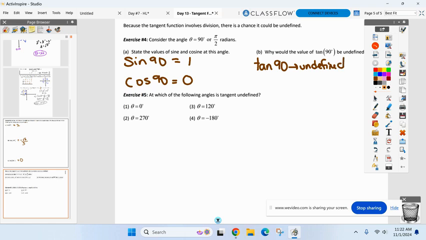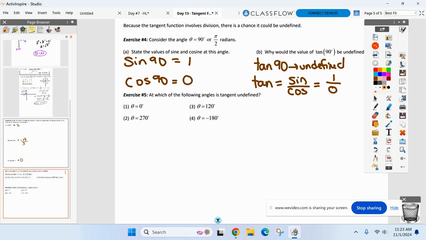Now, I do want to show why, though. Can you guys go back to the beginning of today's notes for me and look up at that text box I have up there? What is tangent equal to again? Sine over cosine, right? That's what it says. What did we find the sine of 90 as? 1 over, what's the cosine? Can you divide by 0? That's why your calculator is giving you undefined, because you have 0 in the denominator.